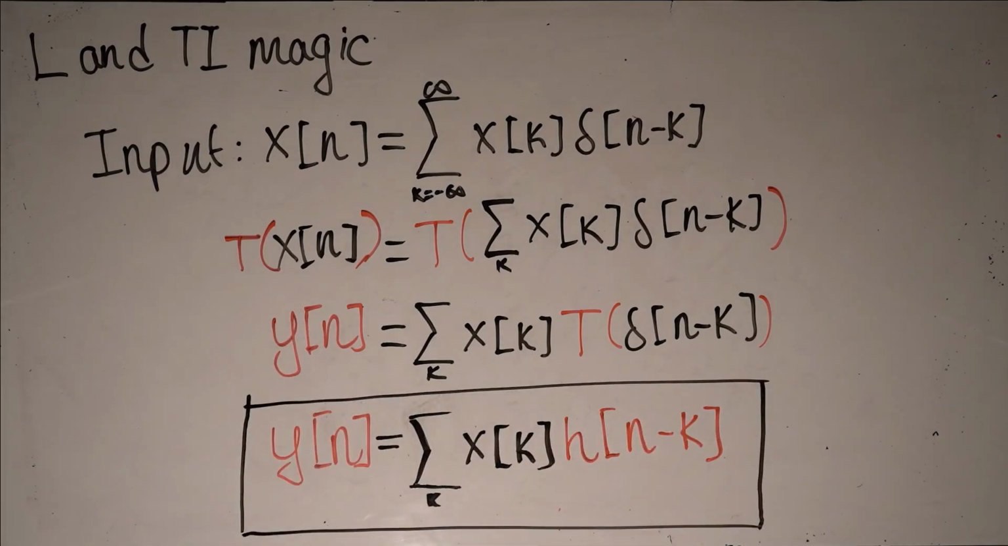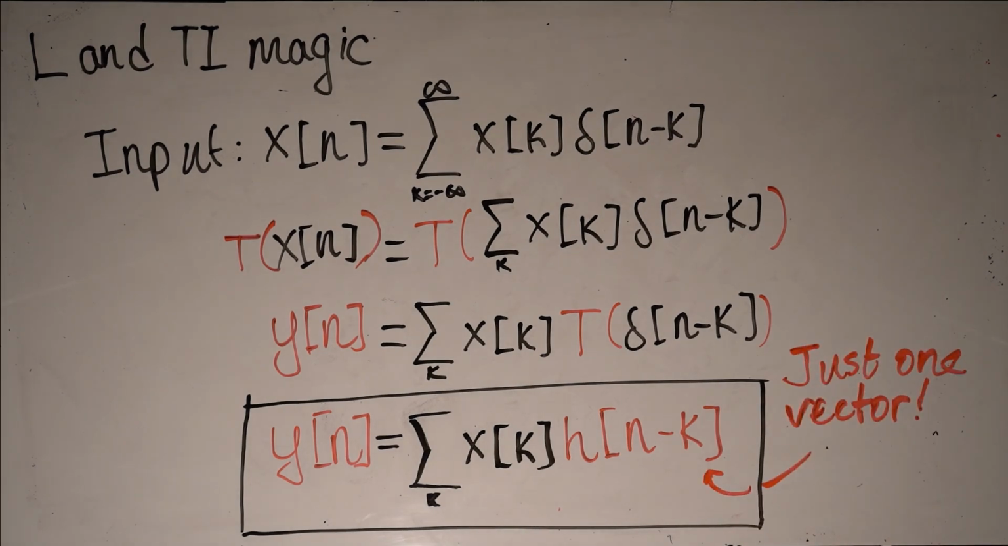This equation is the key. Every linear transformation enjoys the ability to be completely characterized by what it does to basis vectors. DT-LTI systems have the added benefit that you only need one vector, h of n, to know how to find the output of arbitrary inputs.